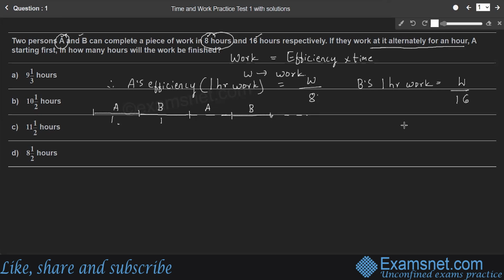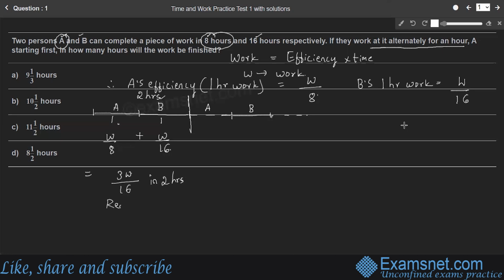So here A will be doing W by 8 amount of work in 1 hour, plus B will be doing W by 16 amount of work in another hour. Therefore, in 2 hours, A and B together will be doing, here 16 is the LCM, 3W by 16 amount of work. So 3W by 16 amount of work will be done in 2 hours. In the first hour, W by 8 amount of work, and in the next hour, W by 16. Totally it is 3W by 16.